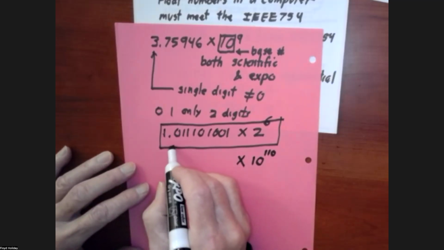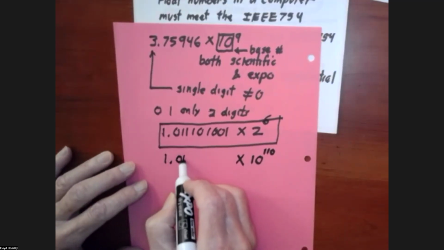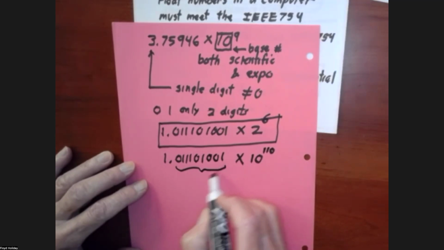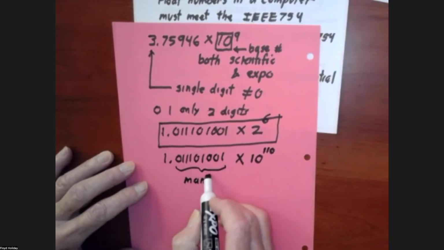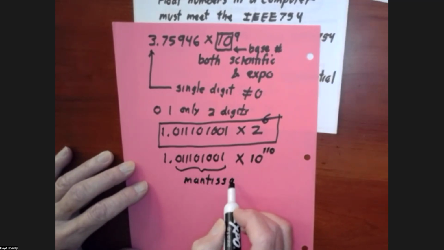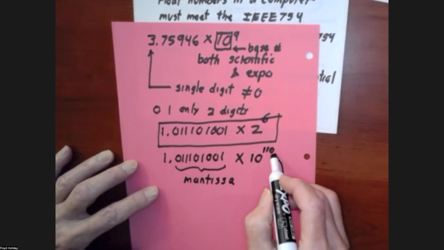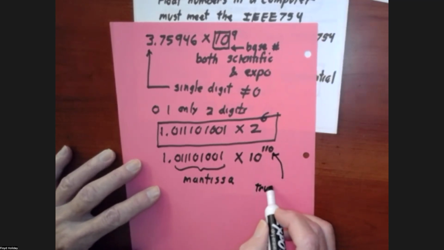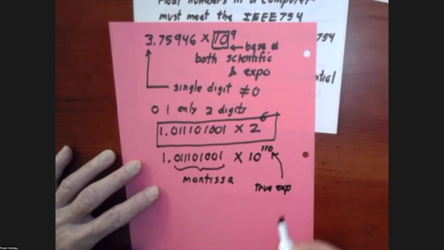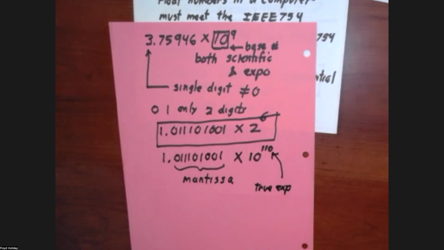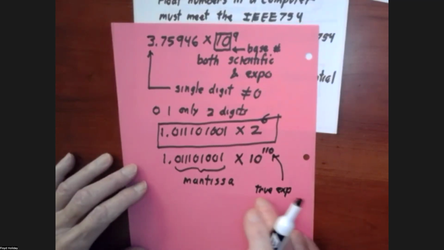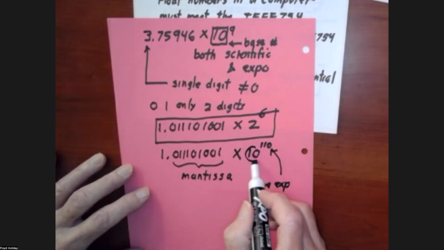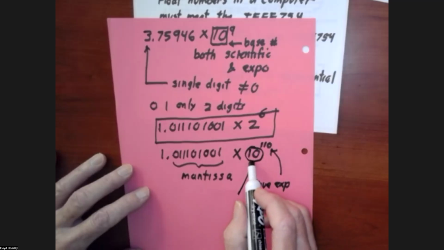This part, 0.111010001, is generally called the mantissa. And this one up here is the true exponent. We're going to get another exponent that's not the true one, so it needs the adjective true in front of it. That's the true exponent. And the base number is here. I think you can see that.